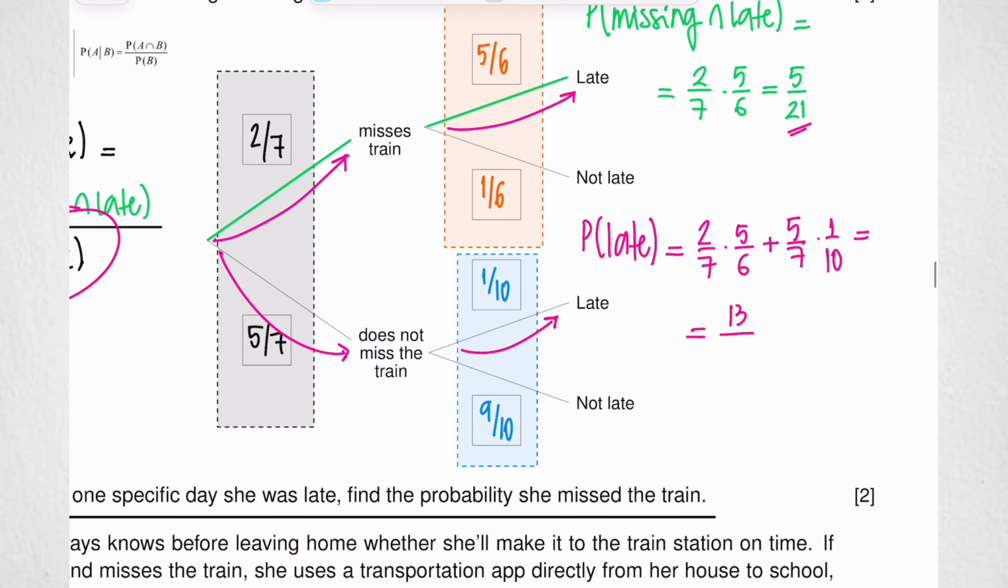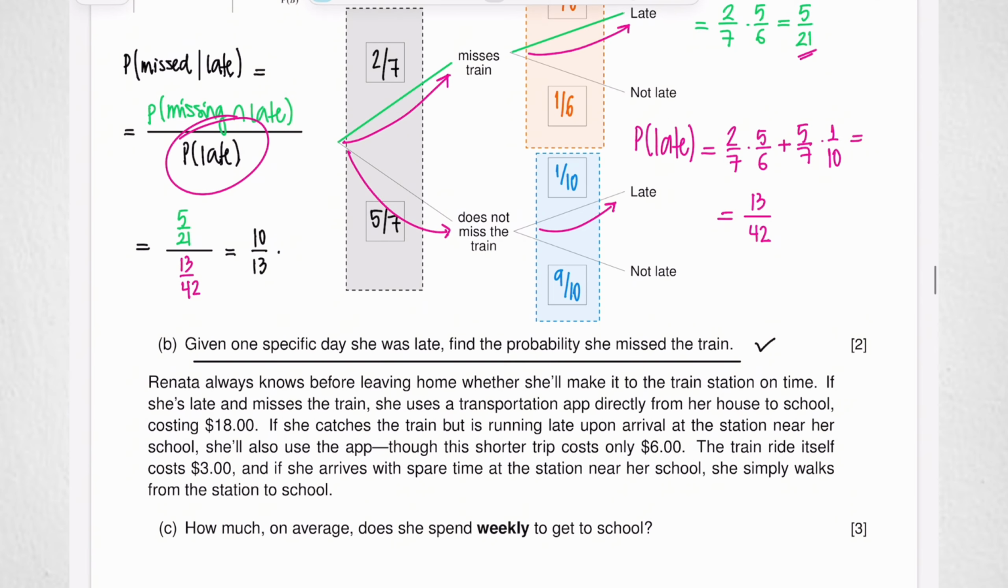And we get 5 over 21 over 13 over 42, which gives us 10 over 13. All right, so we're done with question C. Now on to the most interesting one.